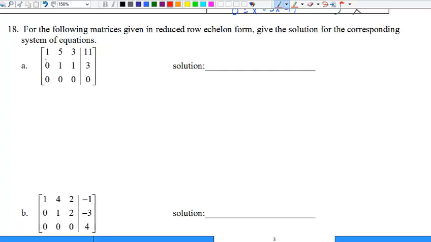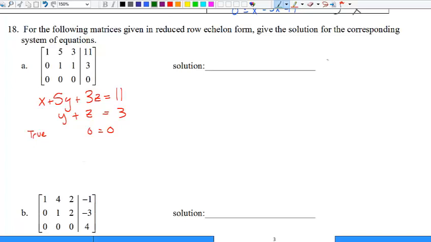So for part A, I'm going to take the reduced row echelon form and change it back into the equations. So here are the three equations, and when I get to the last one, I have 0 equals 0. Well, 0 equals 0 is a true statement, correct? Because this is a true statement, I know I'm going to have answers. I'm going to have a lot of answers. I just need to figure out which answers they are. So this would be infinitely many solutions.